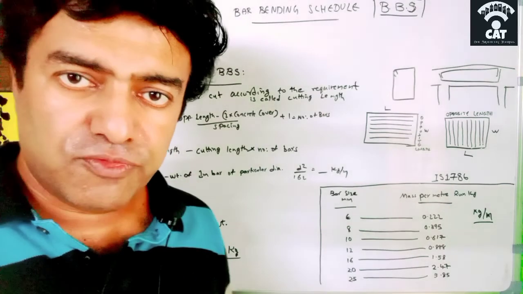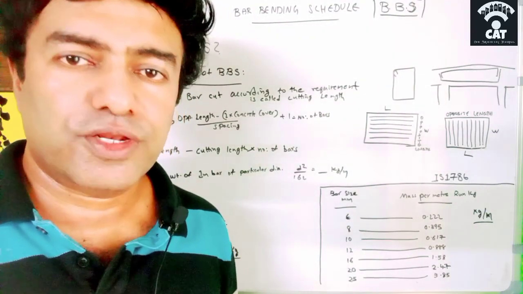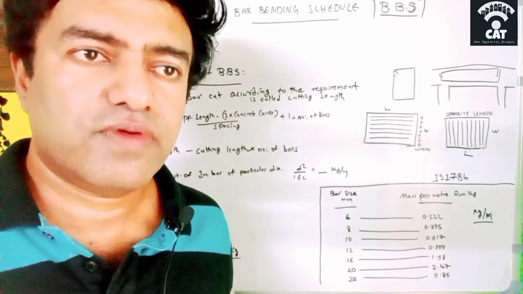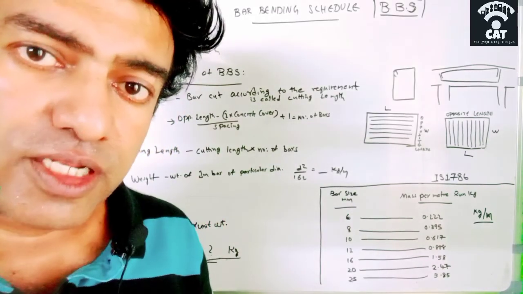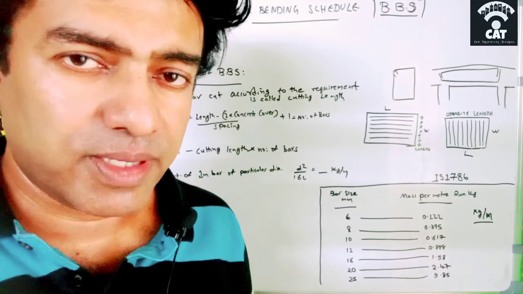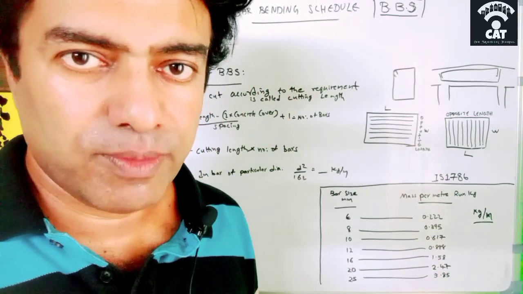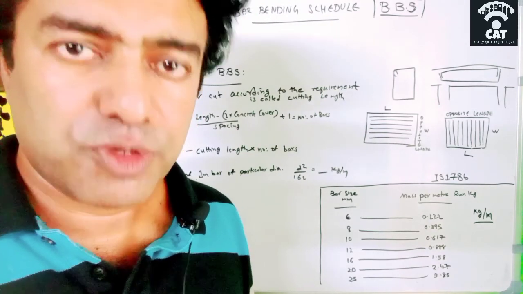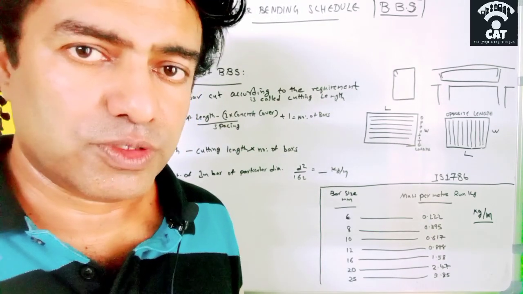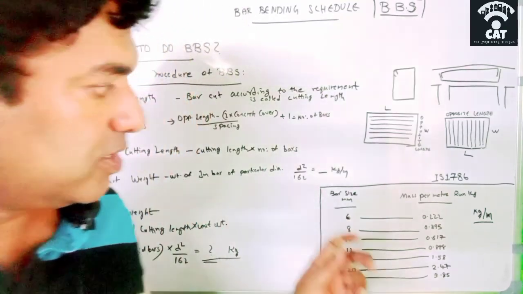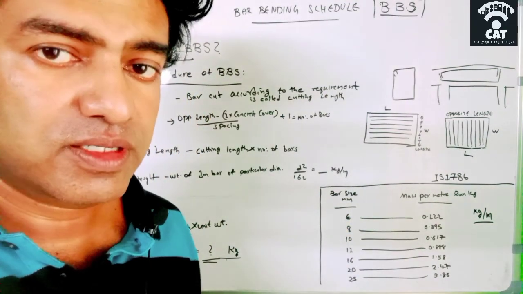And the fourth one is unit weight. We are using steels like 6 mm, 8 mm, 10 mm, 12 mm, 16 mm, 20 mm, 25 mm, 28 mm, 30, up to 40, maybe more than 40 also. So this unit weight, how to calculate the unit weight?